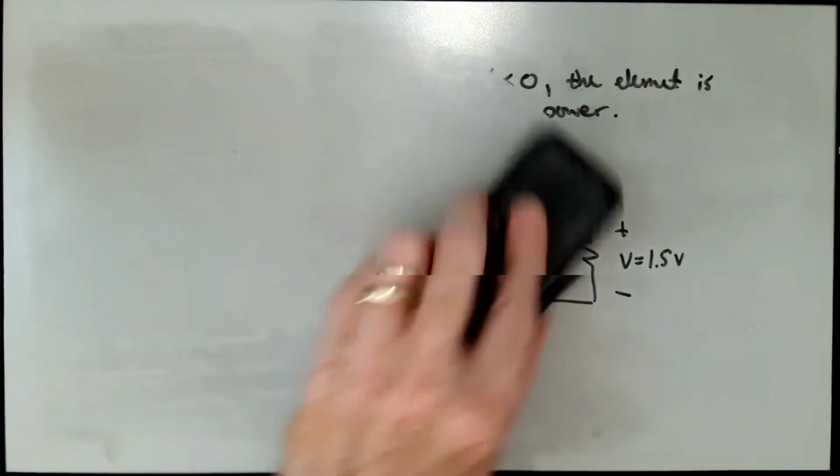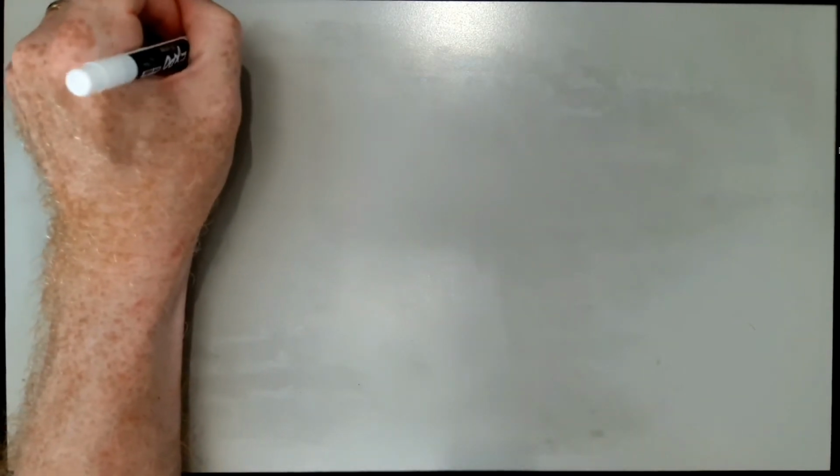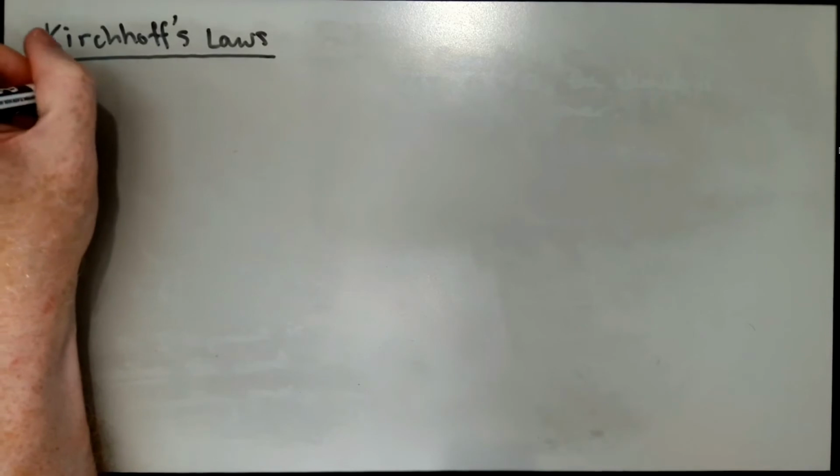Okay. So how do these quantities combine together in a circuit? So these are what are called Kirchhoff's laws. Okay, there are two of them. And the first one is Kirchhoff's Voltage Law.